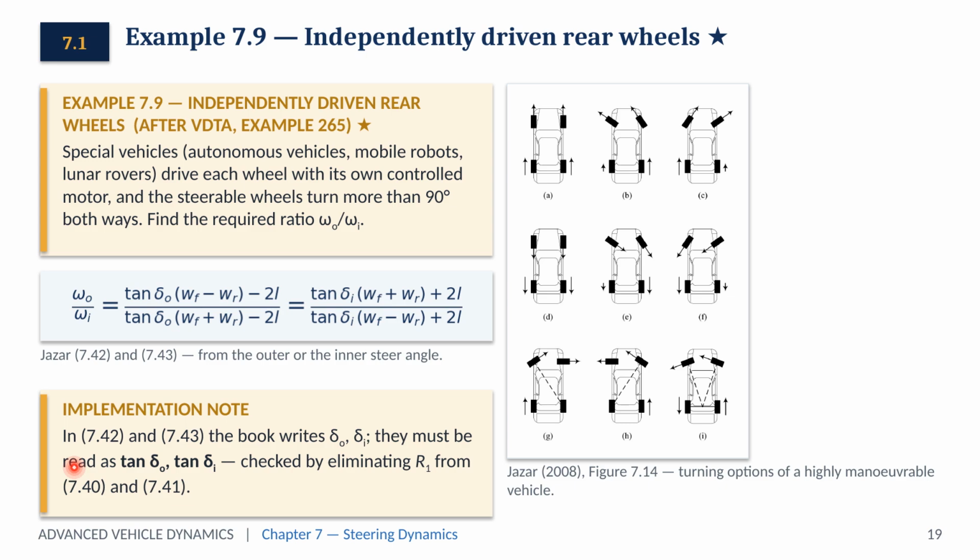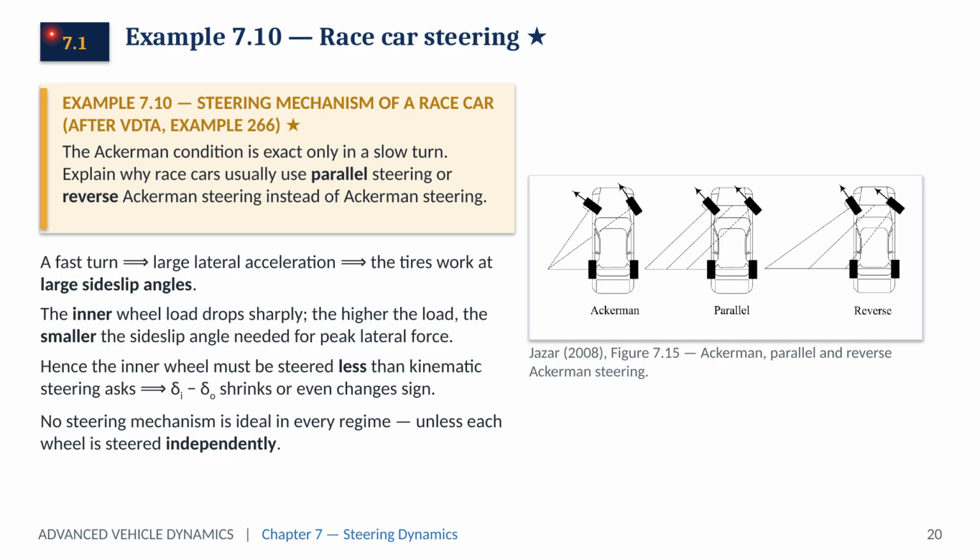One implementation note matters. The book writes delta O and delta I, but they must be read as tangent delta O and tangent delta I. Example 7.10 answers a question many of you ask: why race cars do not use Ackerman steering. The Ackerman condition is exact only in a slow turn, where the tires carry almost no side slip.